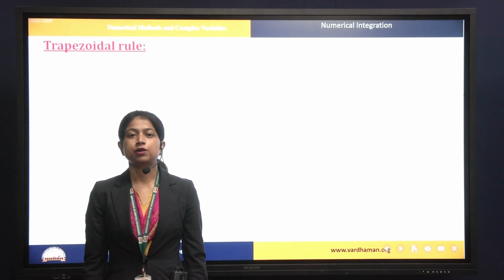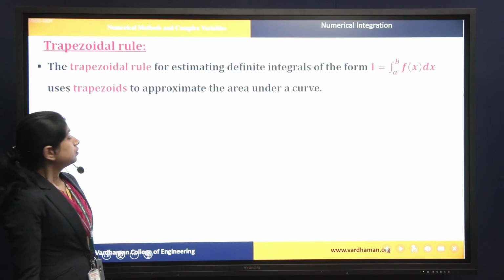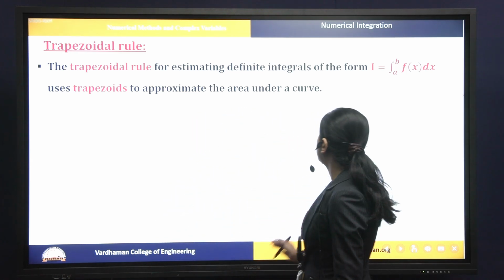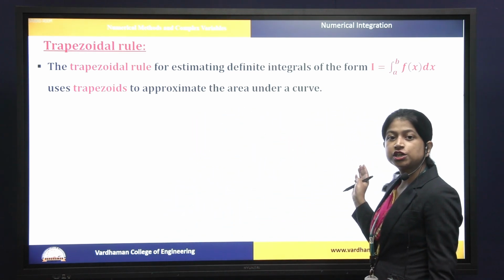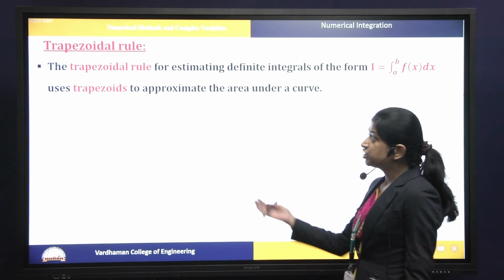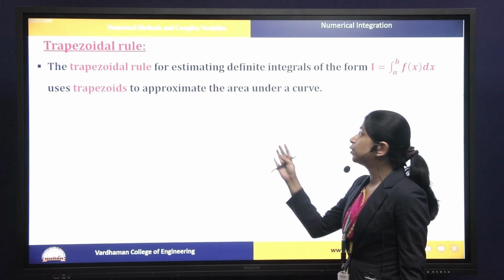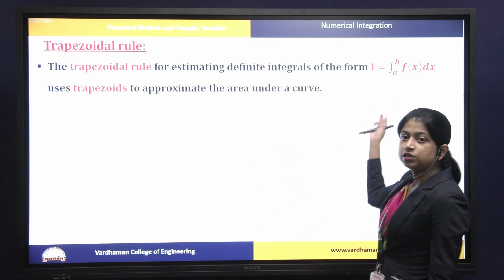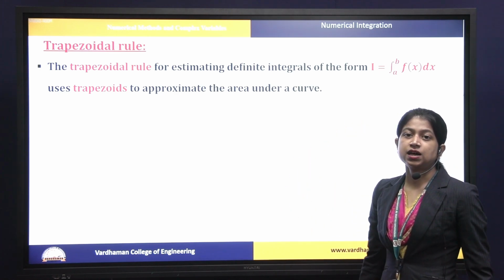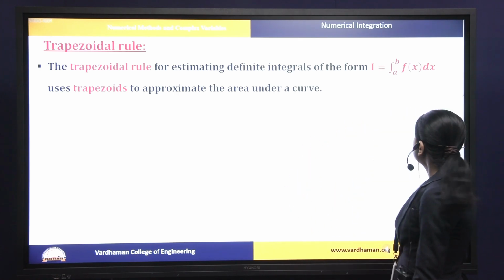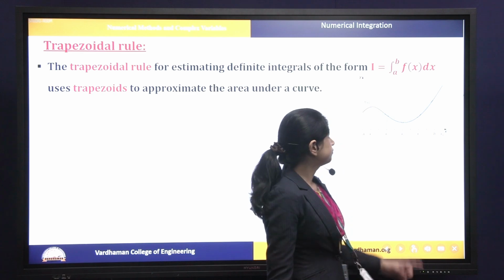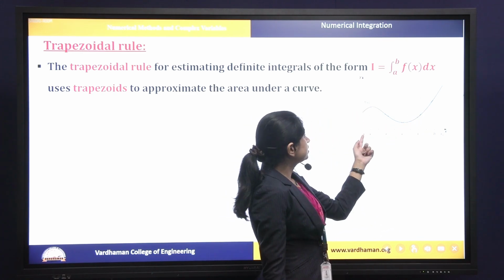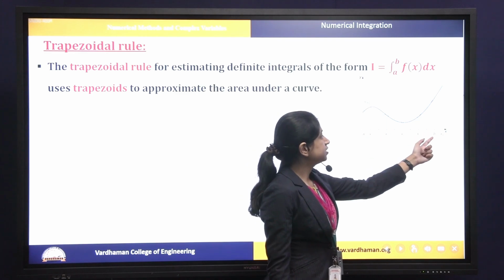Now let us first see what is the trapezoidal rule. The trapezoidal rule is for estimating definite integrals of the form I equal to integration a to b f of x dx, which uses trapezoids to approximate the area under the curve. So we know that the definite integral represents the area under the curve. Now look at this graph: this is the function f of x, this is the curve, and this is the point A and this is point B.